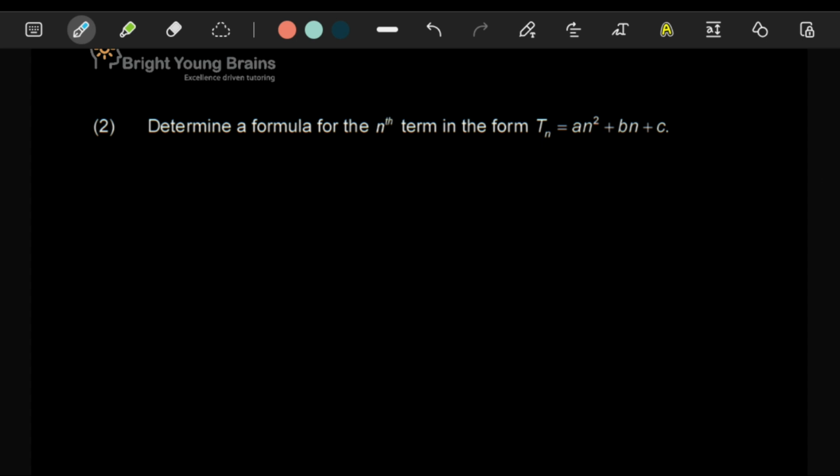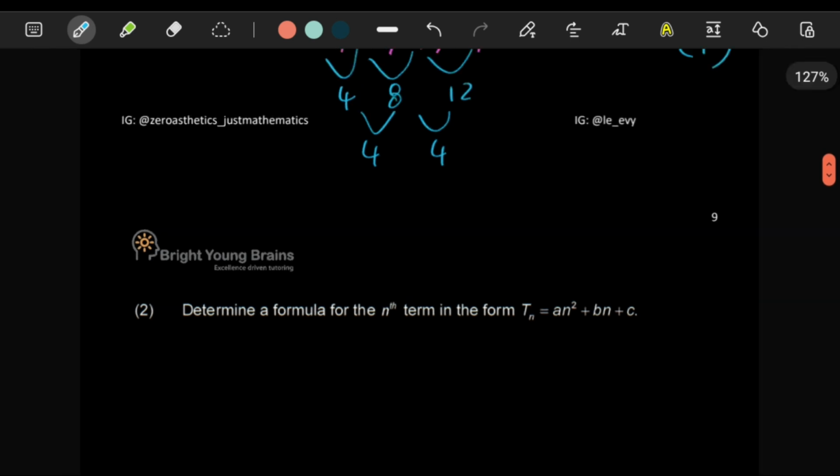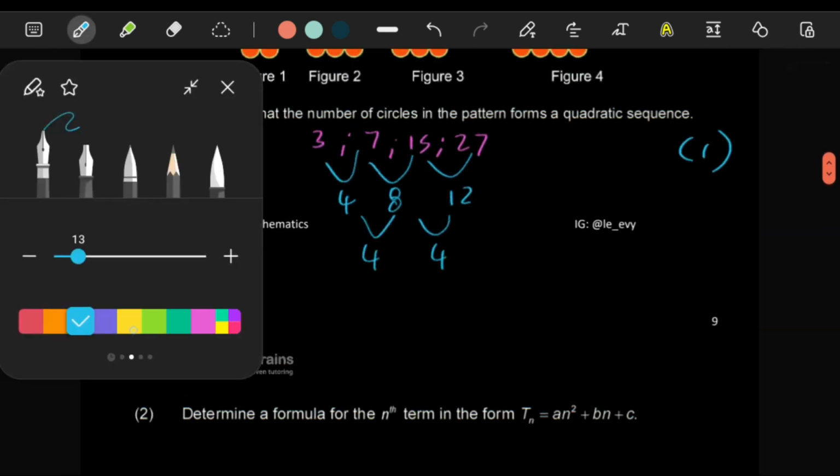It says determine the formula for the nth term. Wow, this paper was so easy.